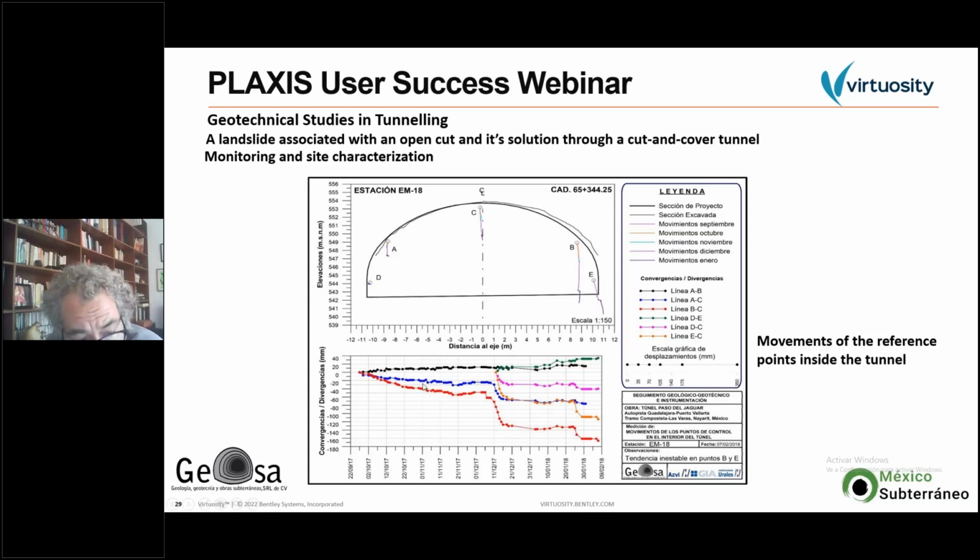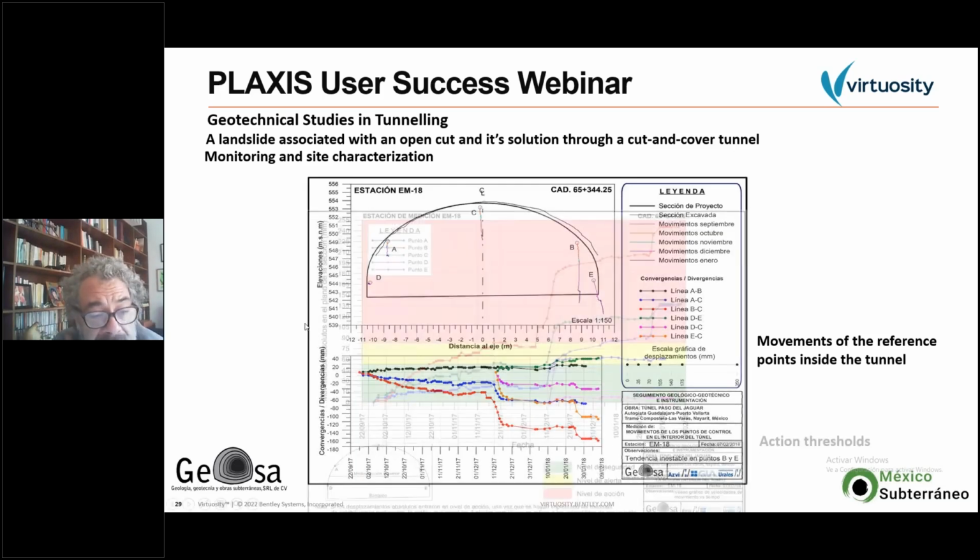shows the tendency of the convergence or divergence of the lines between the points, and also you can see the very important magnitude, up to 16-17 centimeters of deformation of these lines, which also implied a problem to finish the tunnel because the form for the final lining was not going to fit, and many things, right?